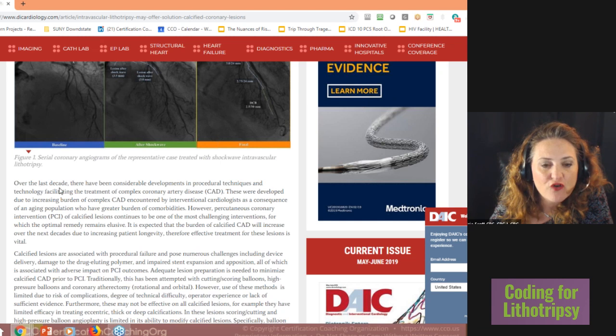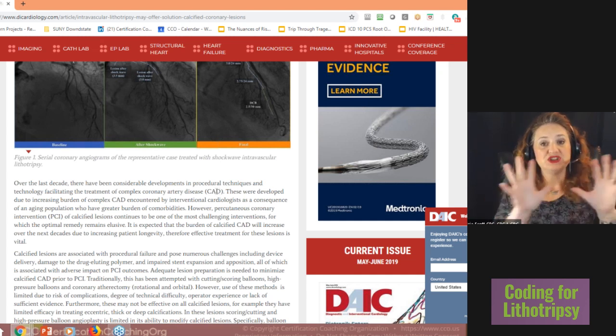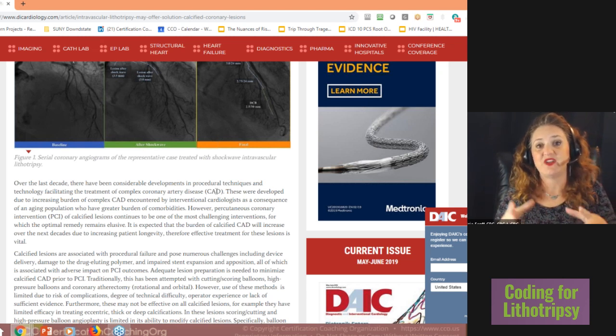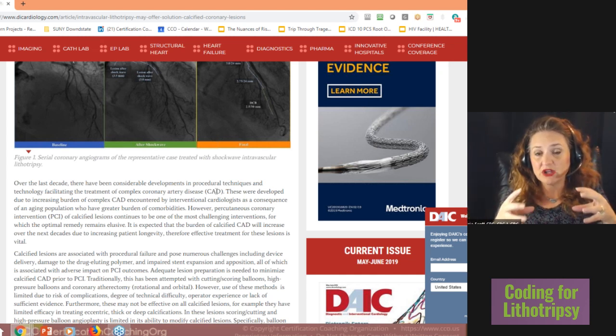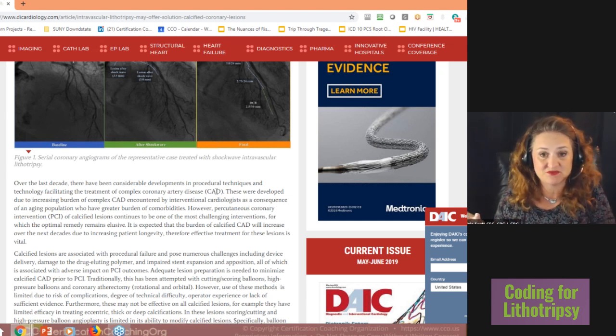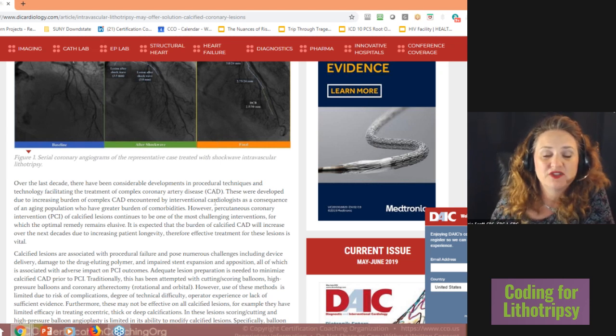Look down here. Over the last decade, there's been considerable development in procedural technology facilitating the treatment of complex coronary artery disease, CAD. All right, so just in the last decade, which is not very long, the last 10 years, they've been doing this advanced treatment on how to treat CAD. And complex coronary artery disease means that you have that hardening of the arteries. How does it harden? It gets plaque and calcium buildup. That's what it is. All right, and other things.